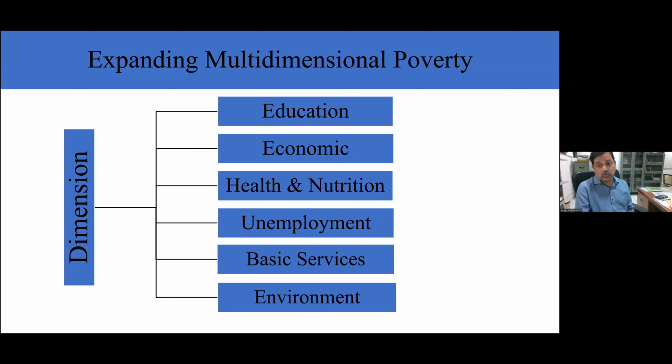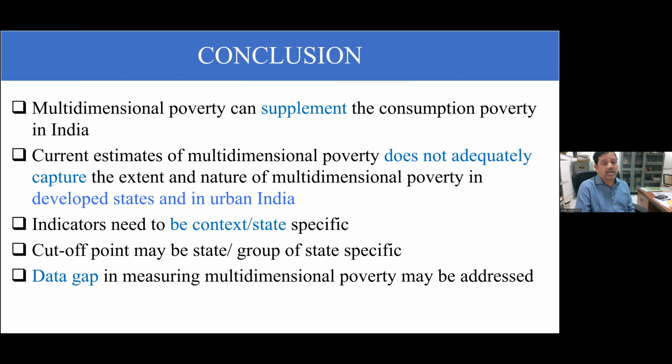According to this, if you want to improve further, possibly more and more domains can be added, while retaining the first domains which are already there. Domains like unemployment, environment and basic services can be rolled out. Essentially, multidimensional poverty can supplement consumption poverty. The estimate of multidimensional poverty and these indicators can be more context or state specific. And then there is the data gap in measuring multidimensional poverty.